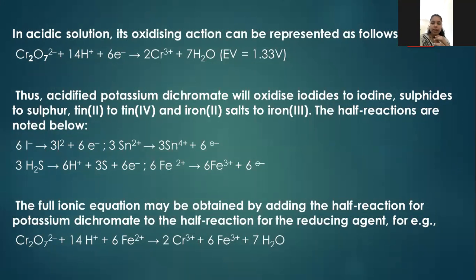In acidic solution, the oxidizing action can be represented as, you can see the reaction. In this reaction, acidified potassium dichromate will oxidize iodide to iodine, sulfide to sulfur, Sn2+ to Sn4+, and Fe2+ to Fe3+. The half reactions are noted below. You can see the reactions. The full ionic equation may be obtained by adding the half reaction for potassium dichromate to the half reaction for the reducing agent. Next.